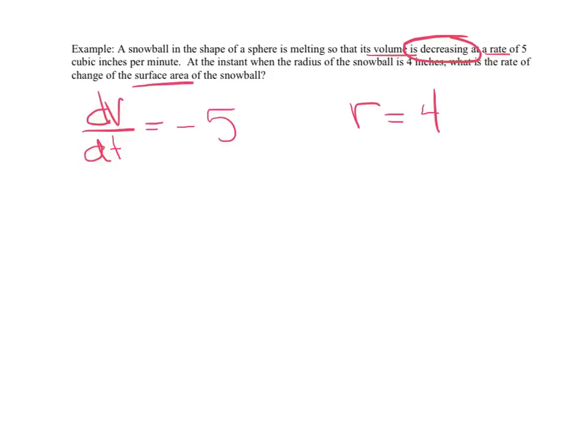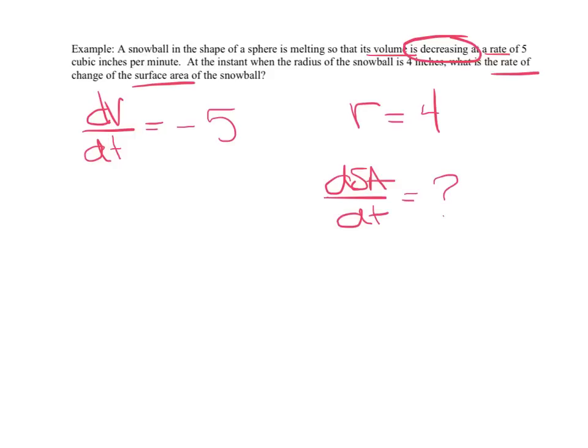A snowball in the shape of a sphere is melting so that its volume is decreasing at a rate of 5 cubic inches per minute. So again, just watch volume, and it's decreasing at a rate, so that's dV/dt. Notice it says decreasing, so we're going to use that as -5. The instant when the radius of the snowball is 4 inches, what is the rate of change of the surface area? So again, rate and surface area, they're asking.